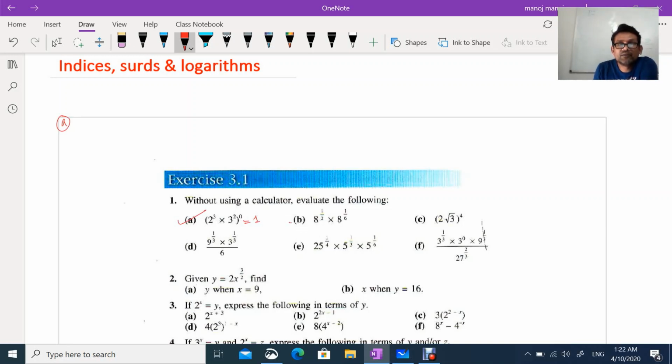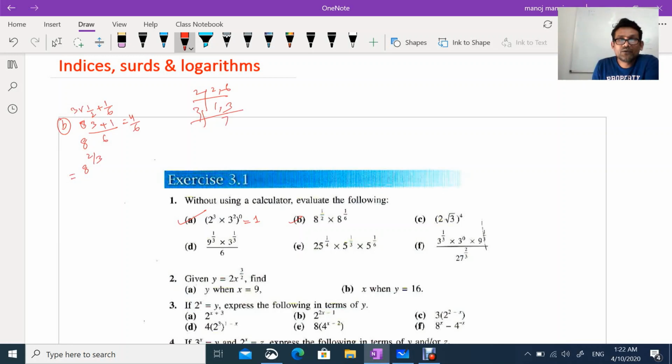Okay, in the next part, bases are the same, so the powers will be added. What can we do in the b part? In the b part, the bases are the same, so we can write 8 to the power 1 upon 2 and 1 upon 6, and we can add them. This is ADMAS, and in this question we are not allowed to use a calculator, so when you take the LCM of 2 and 6, normally you should know. I want to show you: 2 times 3 is 6, then this will be multiplied by 3, so it's 3 plus 1, and this is 4 upon 6. When you simplify, it comes to 2 upon 3.